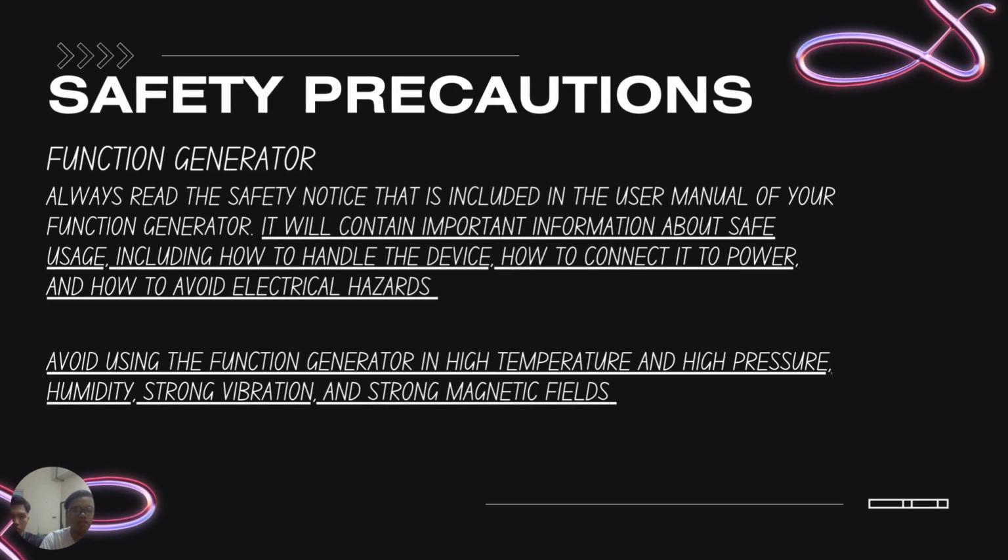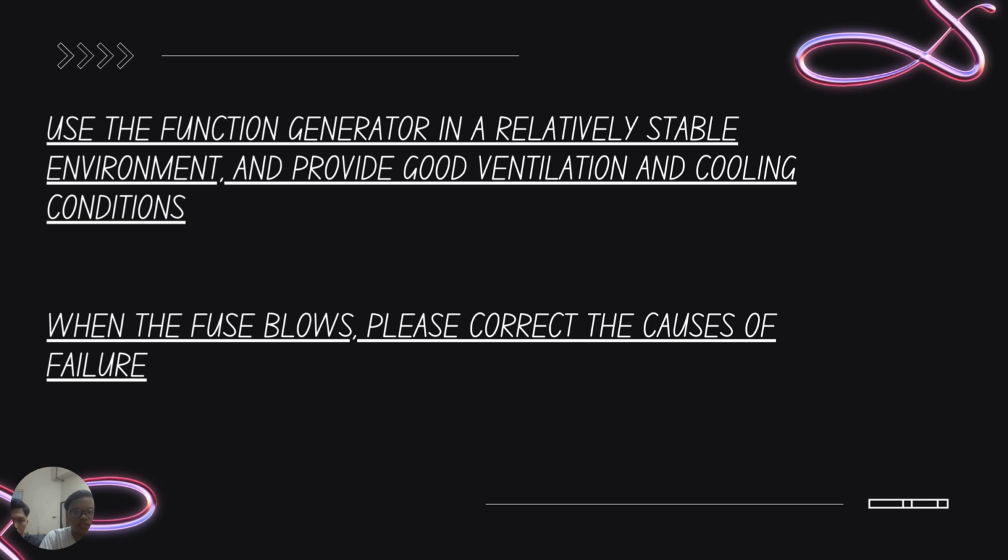Here are safety precautions for the function generator. Always read the safety notice that is included in the user manual of your function generator. It will contain important information about safe usage, including how to handle the device, how to connect it to power, and how to avoid electrical hazards. Avoid using the function generator in high temperature, high pressure, humidity, strong vibration, and strong magnetic fields. Use the function generator in a relatively stable environment and provide good ventilation and cooling conditions. When the fuse blows, please correct the causes of failure.